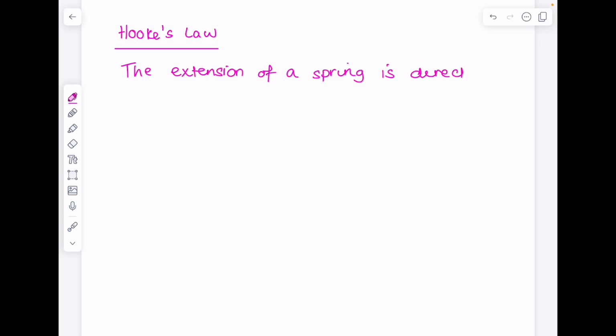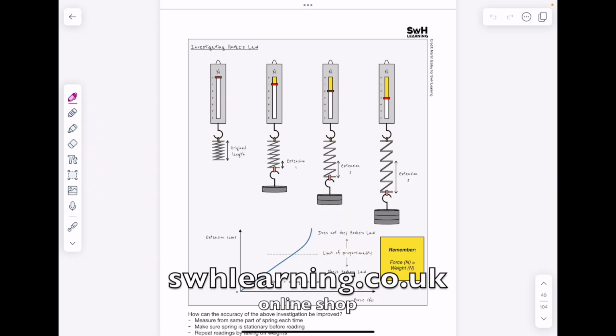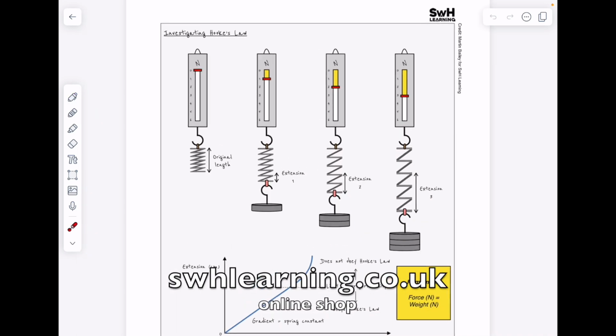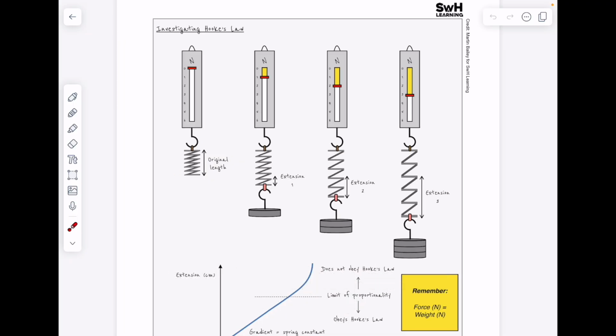The first practical I want to talk you through is the one relating to Hooke's law. Now, Hooke's law states that the extension of a spring is directly proportional to the force applied. And so if we look at this page taken from my revision guide, here we have our spring, which, remember, if you're at school, you'll have spent lots of time looking at springs in relation to Hooke's law.